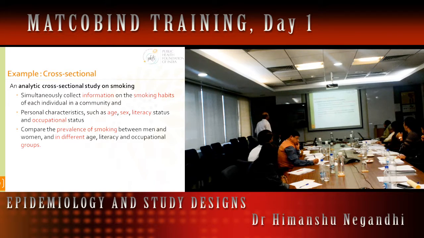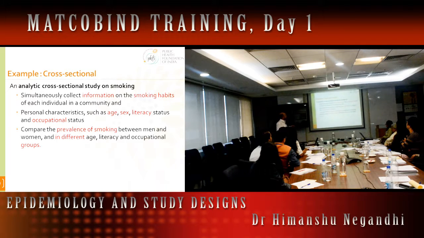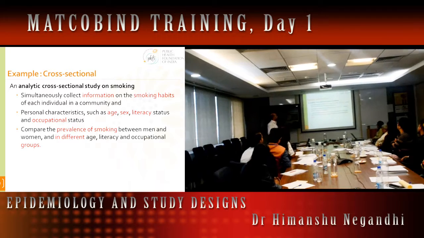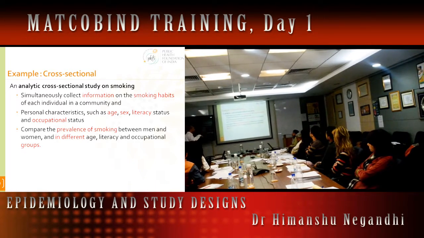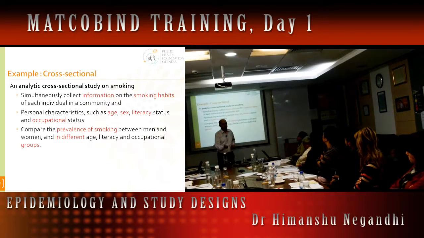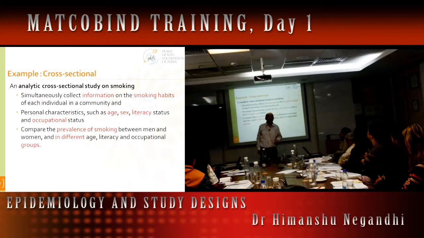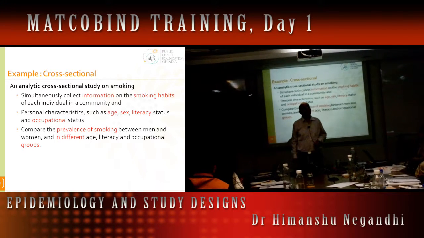A cross-sectional study on smoking. You can collect information on, do you smoke, do you not smoke, and how much you smoke. I can collect information on age, sex, literacy status, occupational status, and then what I will find out is, okay, among all these people I know, 20% of people are smokers. That's the first answer I know. And I know that those 20% who are smokers are likely to be poorly educated.